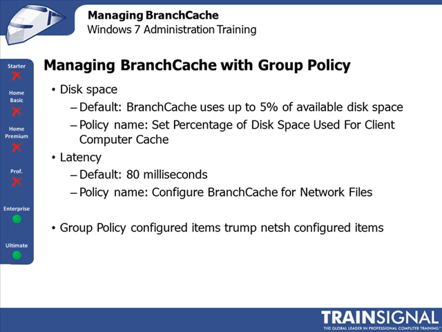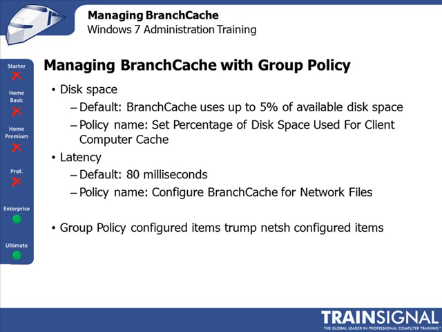Now I mentioned earlier that the latency figure at which point BranchCache kicks in was 80 milliseconds. That's a default figure, and it's configurable to a pretty high value via a policy named Configure BranchCache for Network Files.